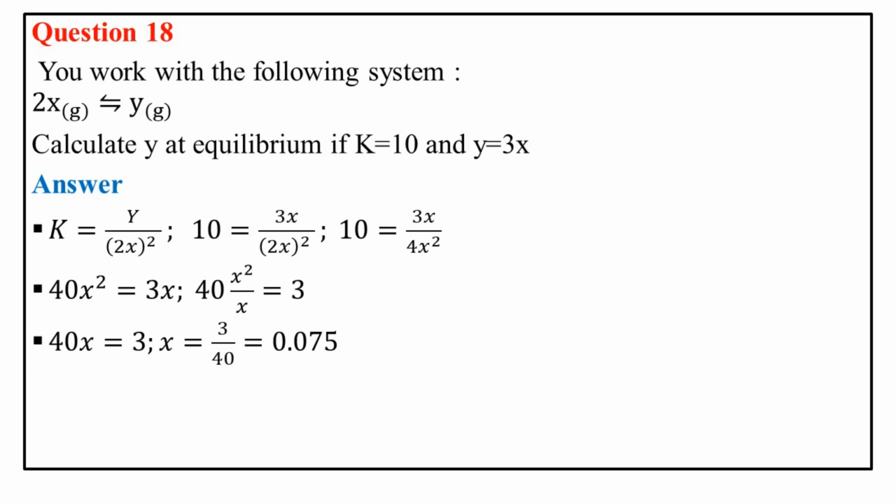After having the x, then they are asking to calculate the y at equilibrium. Calculate y at equilibrium if k is equal to 10 and y is equal to 3x. So at equilibrium, y is equal to 3 times this x, then you get the value of y. So after getting x, we know y is equal to 3x, 3 times x, then you get this value.